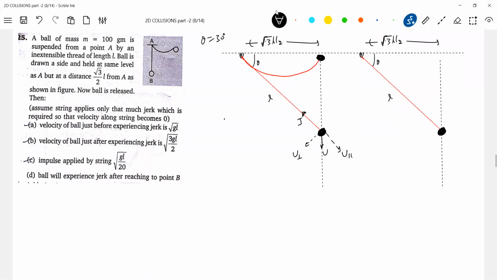Now which component will change, which component will not change? U parallel, what will happen? The bob wants to move away from the point of suspension, but the tension in the string will nullify it. So this will get nullified. I'm using the word nullified; don't say vanish, better say nullified. Because of the jerk, an impulse is set up, and that impulse will nullify it. This component will remain as it is. So just after the jerk, we get a situation like this.